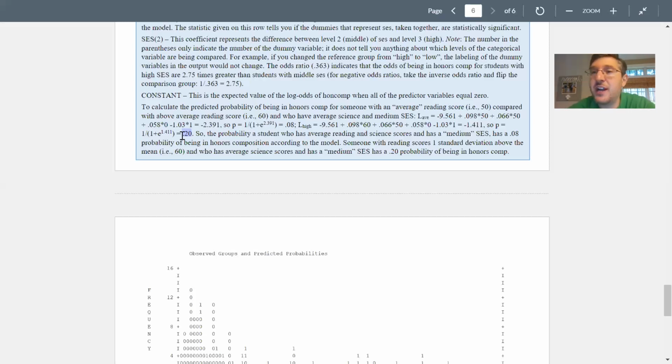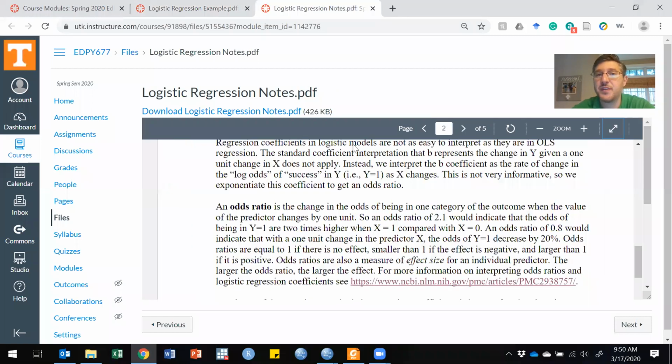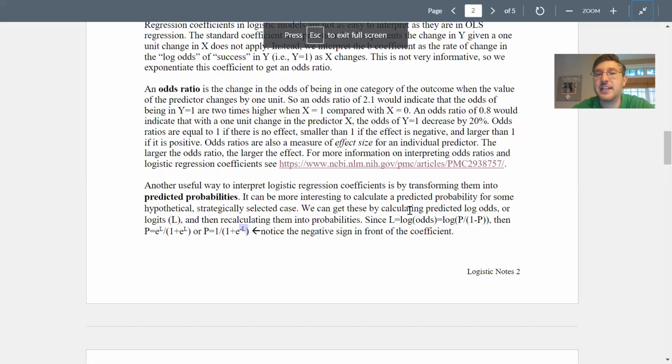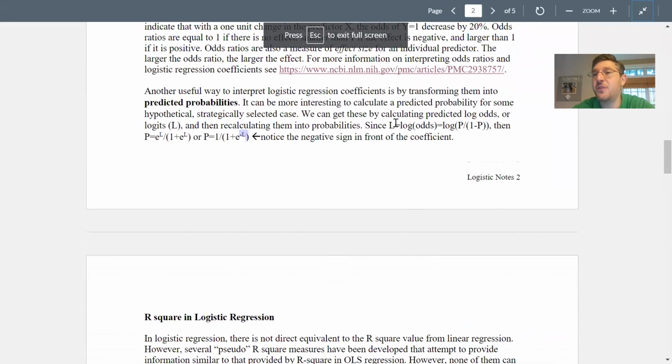So you can play around some with the model. These are the predicted probabilities of the model. What is the model predicting their probability of being in, in this case, the honors composition course. So that's what I mean by these predicted probabilities here. You would solve the regression equation for the logit, and then you back out the probability from there.